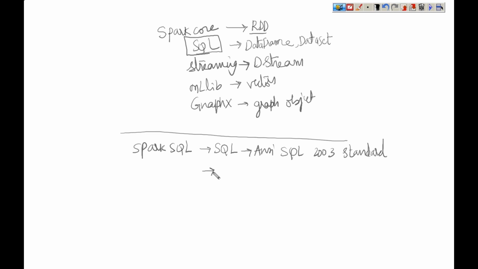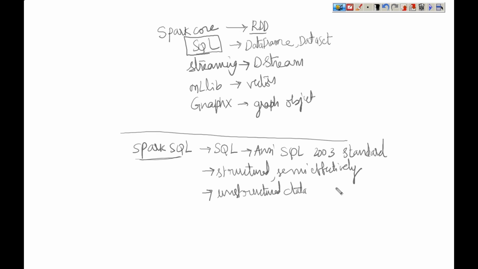What type of data can be processed using the Spark SQL component? The environment of Spark SQL is mainly structured data and semi-structured data. Structured as well as semi-structured data can be processed by Spark SQL effectively. Even unstructured data can be processed. I will show you both now. It can process unstructured data also, but not effectively.